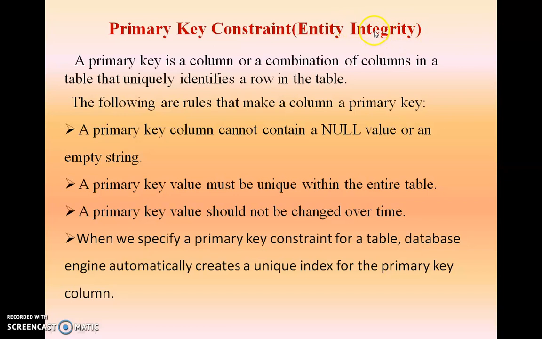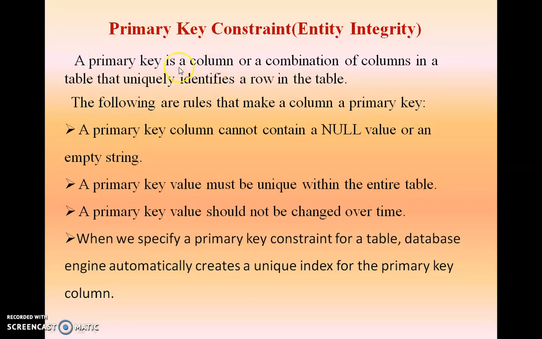Integrity indicates the correctness, completeness and accuracy of the data. While specifying the constraint, while entering data in a table, we must maintain data entity integrity. That means we must maintain data correctness, data accuracy, data completeness. So we must specify rules and limits on the table data. For that, the primary key is most important.